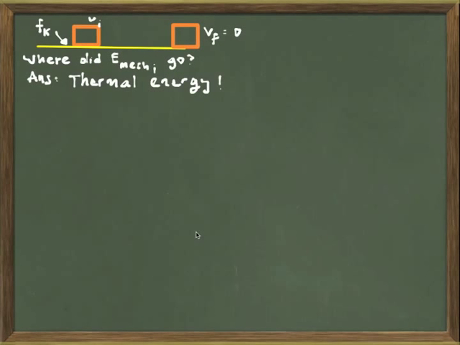So where did the energy go when that object dropped on the table and stopped? It went into thermal energy. Okay, now what's thermal energy?